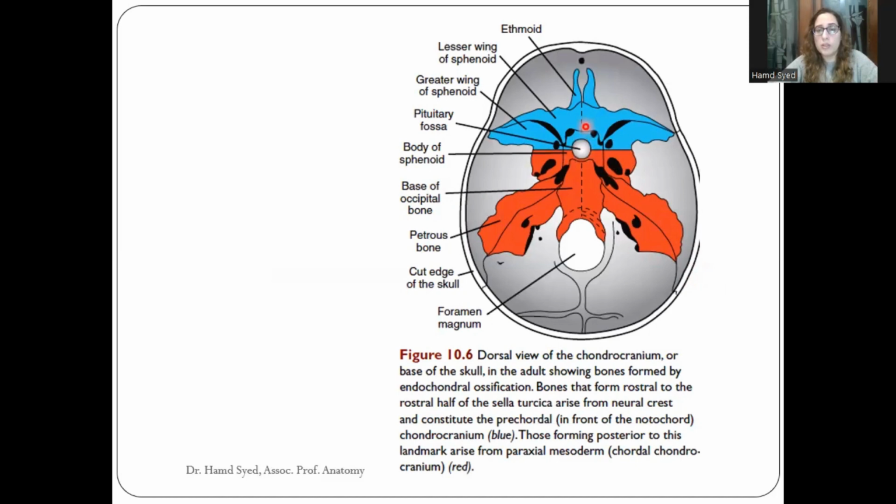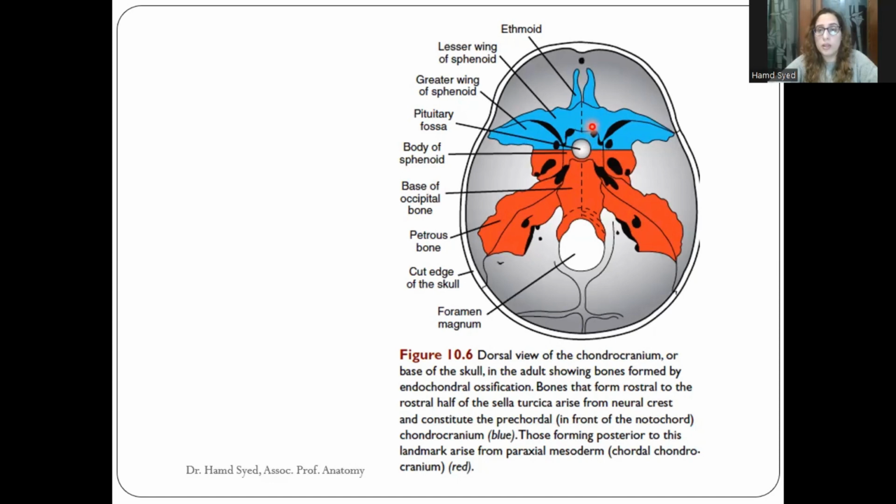And the bones present in the base of skull anterior to this, these bones which are colored in blue, are derived from, as I told you, the neural crest cells. Whereas those bones which are present posterior to the sella turcica, they are colored in red, and you can see these bones are derived from the paraxial mesoderm. So what are these bones?